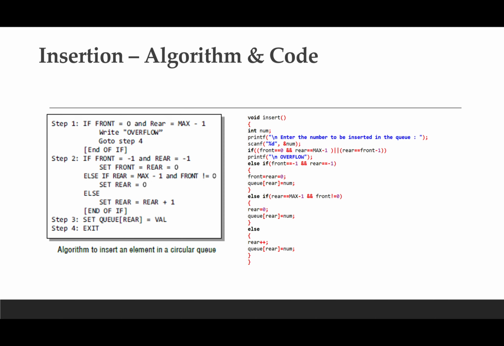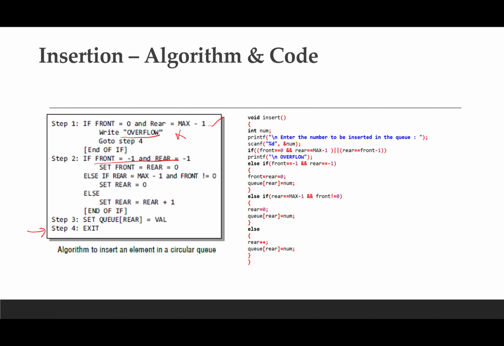And this is the algorithm. First we are checking the condition, front is equal to 0 and rear is equal to max minus 1. If this condition is true, it will print the message overflow, and it will go to step 4 and exit. If this condition is false, it will go to step 2.